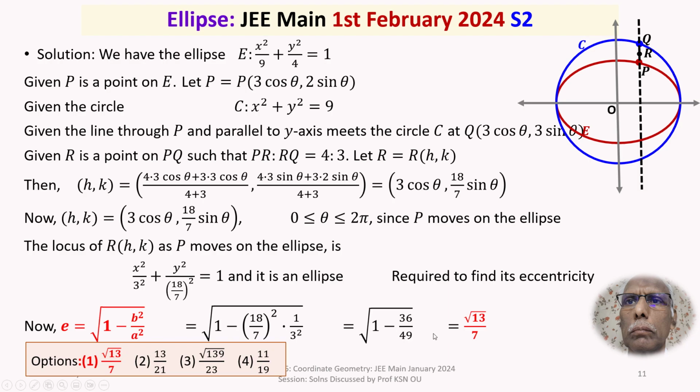Now you are asked to find the eccentricity of the ellipse, so the answer root 13 by 7 appears against option 1. The answer to this question is option 1. And that is the detailed discussion of this solution. I am sure that you have understood this solution.